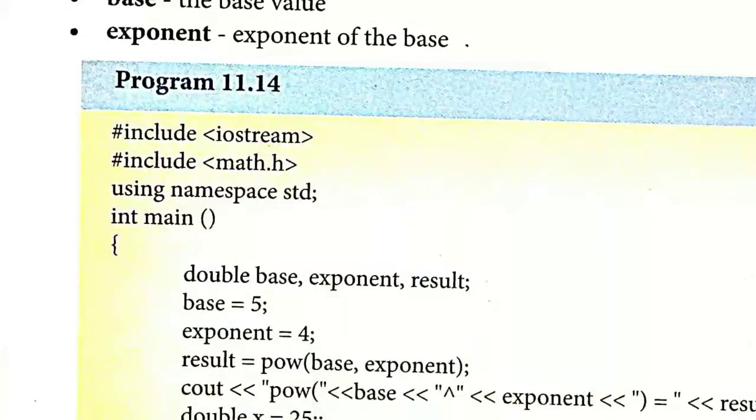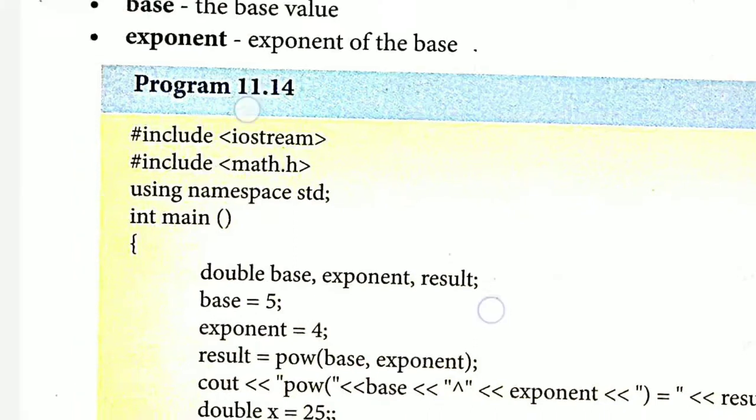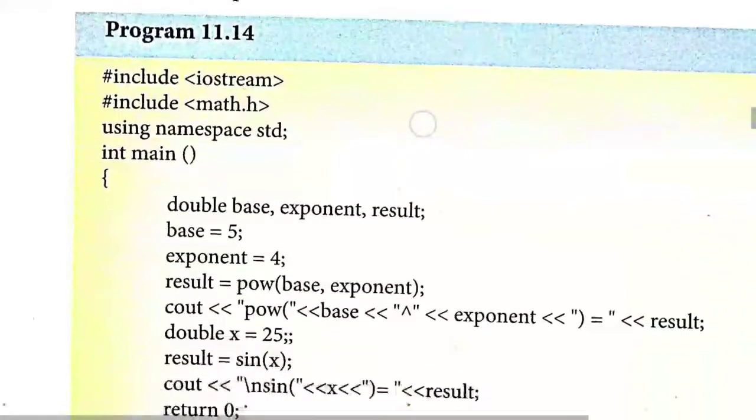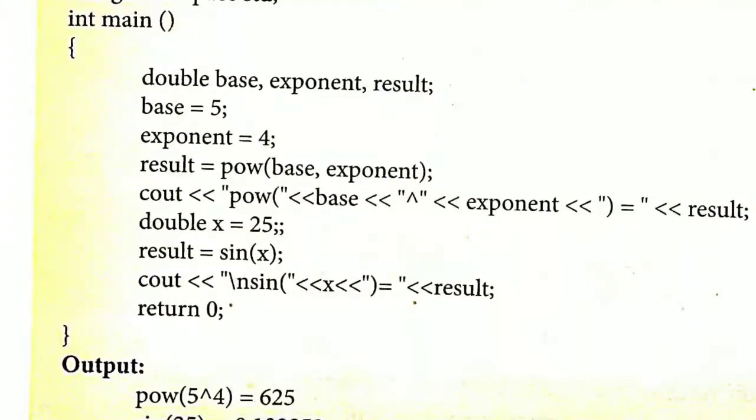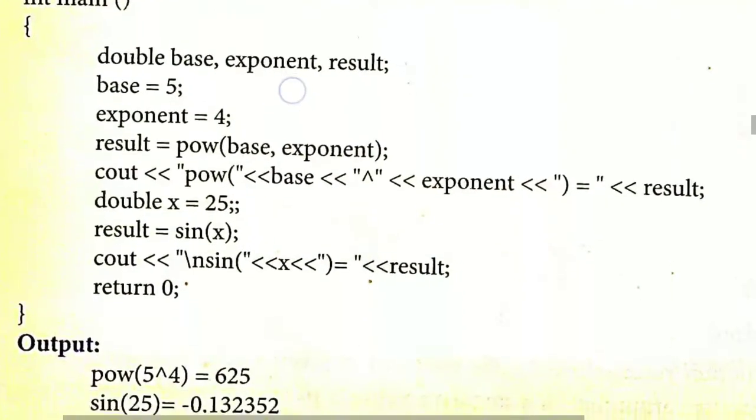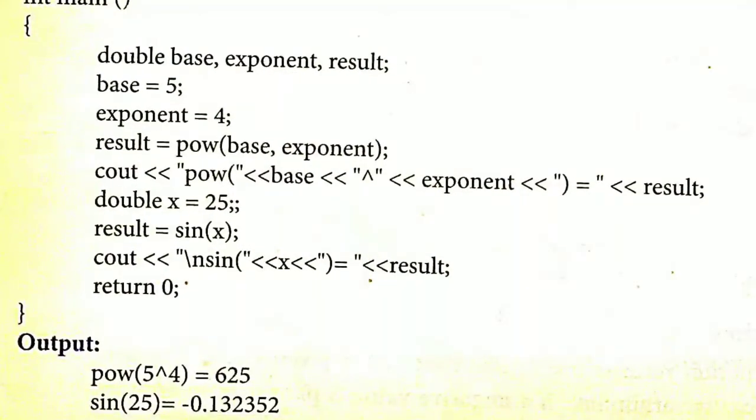If you want to use these functions, then you have to use the instruction hash include math.h. In this example you can see that the base value is 5 and the exponent is 4, and the result is equal to power, bracket, base and exponent.